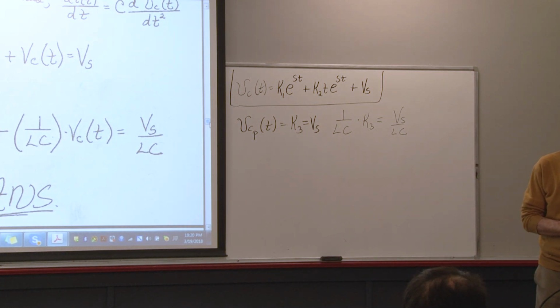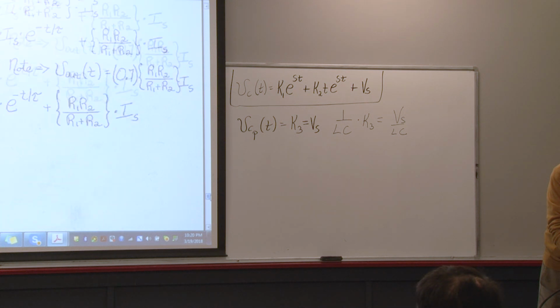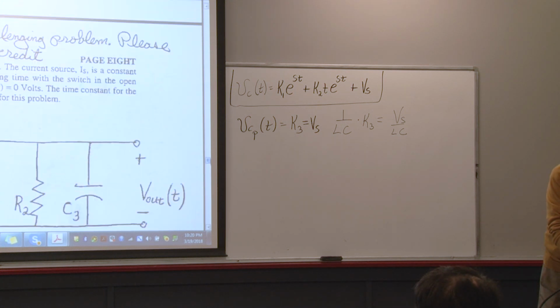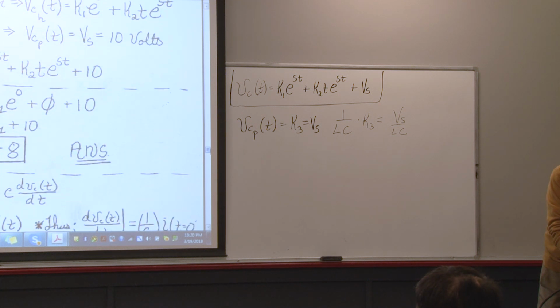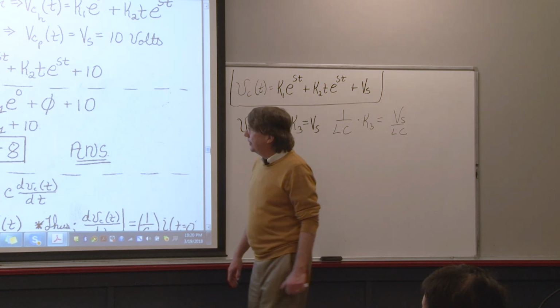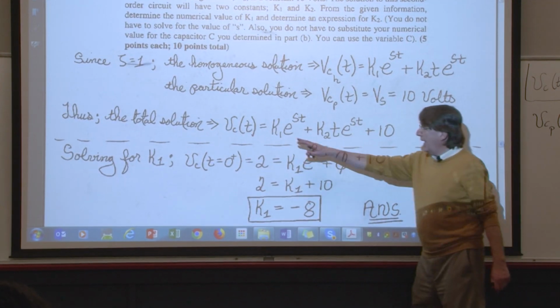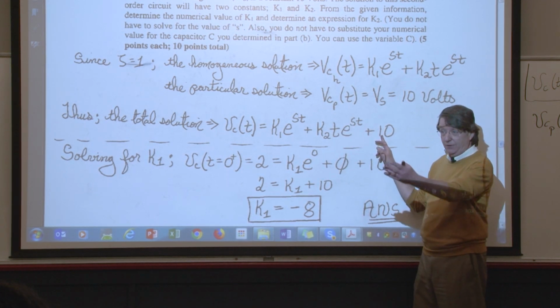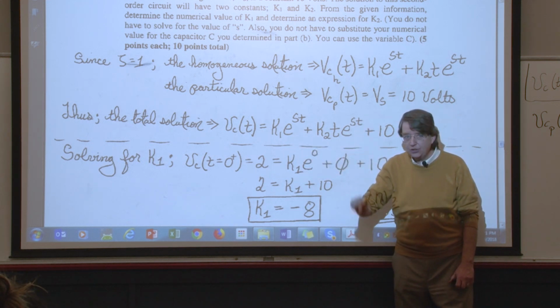How am I doing? All right. So that's what I have here, my colleagues. The total solution is K1 e to the st plus K2 t e to the st plus V sub s. V sub s is 10. Let me stop. I know I'm hitting you with a lot. How are we doing? Now, I have to solve for K1 and K2. What do I need? Two initial conditions.